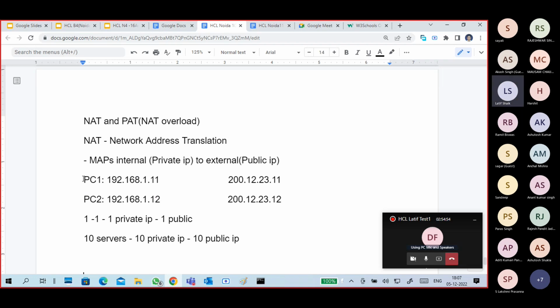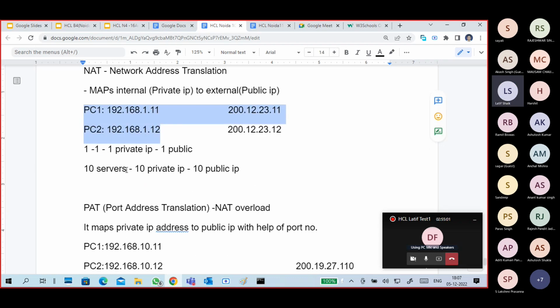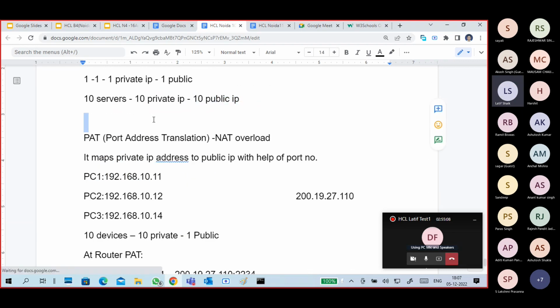But if you have multiple PCs, then we need multiple public IP addresses. If you have 10 computers, 10 private IP addresses means 10 public IP addresses are required. Generally, in my home, or maybe in our office, several staff are working, so many laptops, so many desktops, so many private IP addresses.